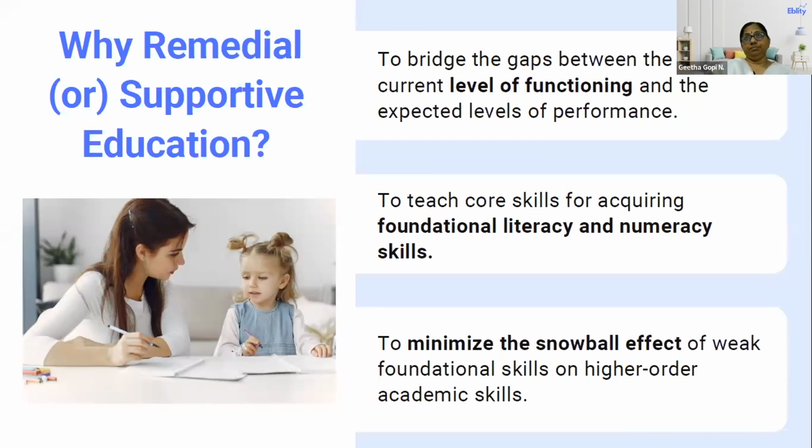To teach the core skills which are required for acquiring foundational literacy and numeracy skills. Because if foundational literacy and numeracy is not acquired, that will definitely have a snowball or a ripple effect on higher order academic skills. The early schooling years, the preschool and the primary schooling years, is when the foundational literacy and numeracy skills are developed. And if supportive or remedial education is not provided at that time and they miss out on the foundational skills, or they go up to higher grades with weak foundational skills, then obviously it becomes all the more difficult for them to acquire the subject matter or the content matter, which really increases after the primary level into middle school and high school.